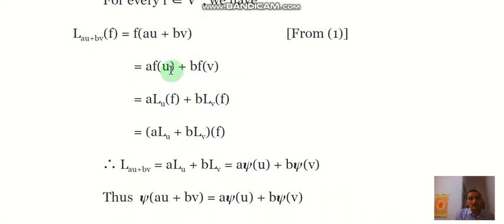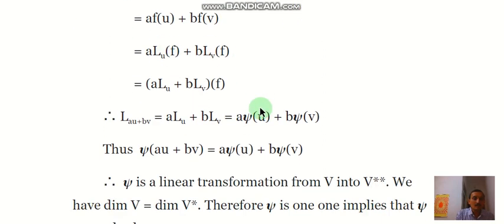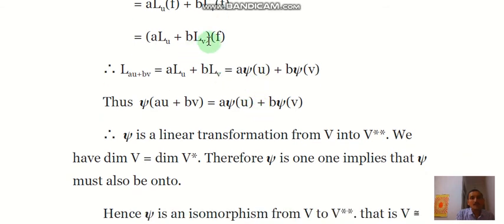So this is equal, after opening the bracket we can write this as a f(u) plus b f(v), and this is equal to a L_u(f) plus b L_v(f), and equal to a L(u) plus b L(v) of f. So this is true for all f belonging to V star. Therefore we have L(au plus bv) equal to a L(u) plus b L(v) equal to a psi(u) plus b psi(v). Therefore psi(au plus bv) equals a psi(u) plus b psi(v). Therefore psi is a linear transformation from V into V double star.